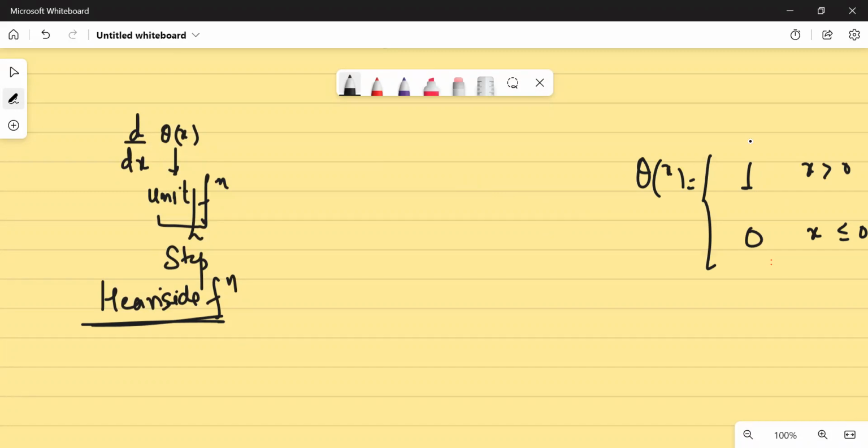I'm giving you a single minute. If you understand it, fine; if not, I'll do it. Don't worry, but just spend a minute over it. Try to sketch it and try to understand what is happening.